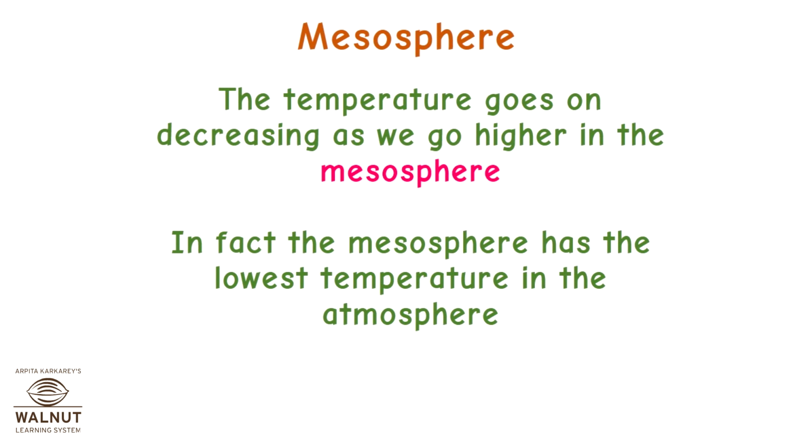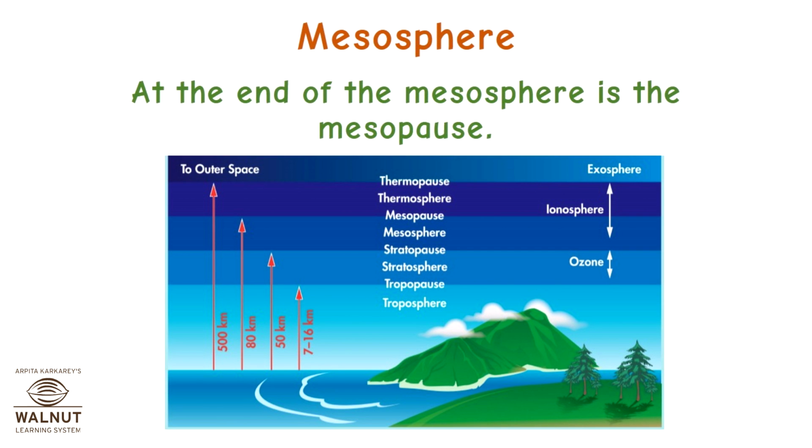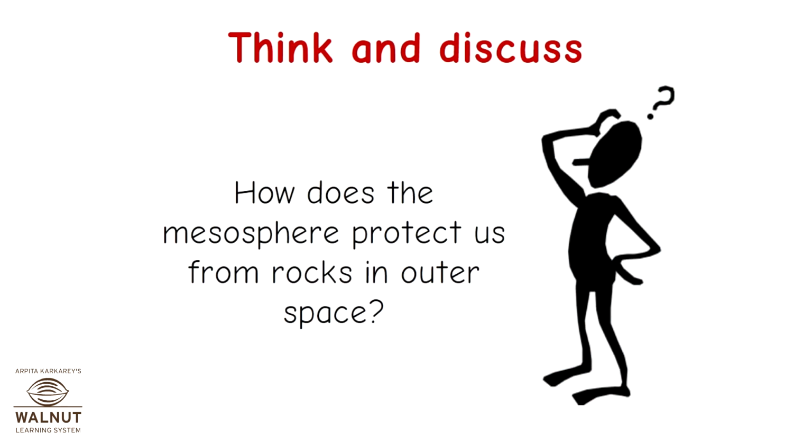The temperature goes on decreasing as we go higher in the mesosphere. In fact, the mesosphere has the lowest temperature in the atmosphere. At the end of the mesosphere is the mesopause. Think and discuss. How does the mesosphere protect us from rocks in outer space?